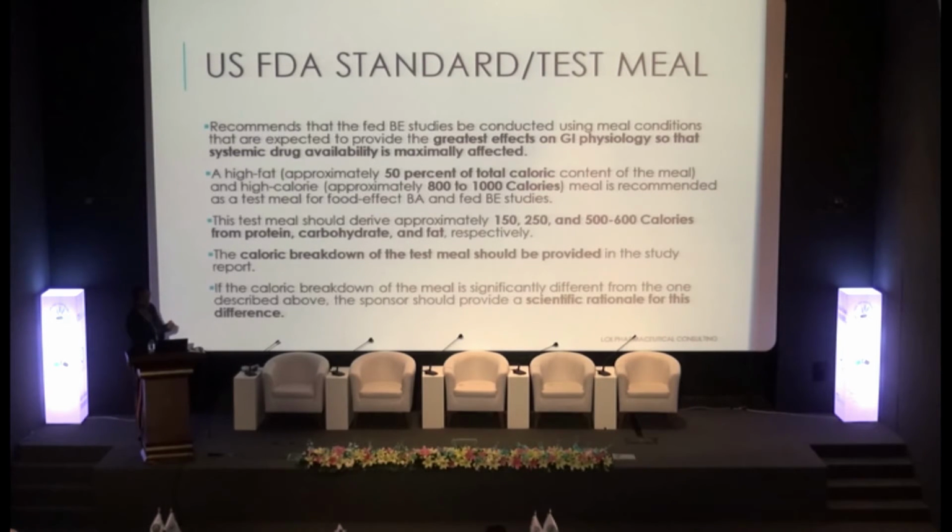I know when I was at the US FDA, this is one of the things that you, as an assessor, physically check. If you see the US BE summary tables, they also provide a summary table for how you can display the meal so that the assessors can review it. So if the caloric breakdown of the meal is significantly different from the one described above, the sponsor should provide scientific rationale for this difference.